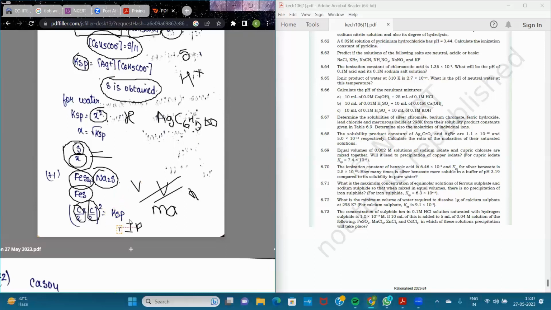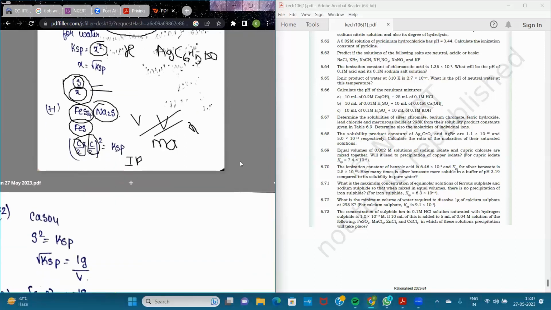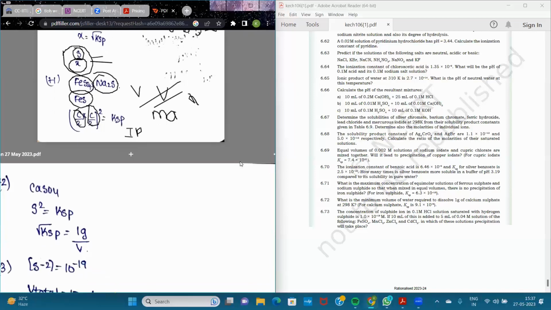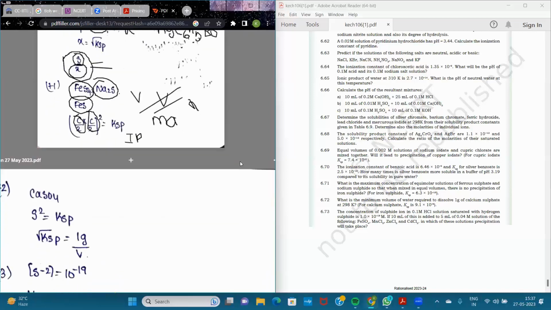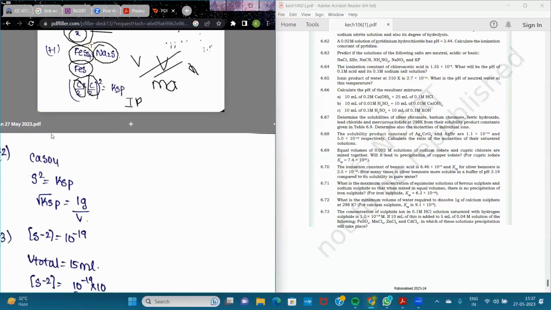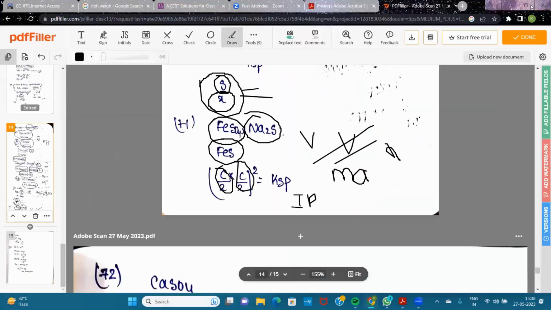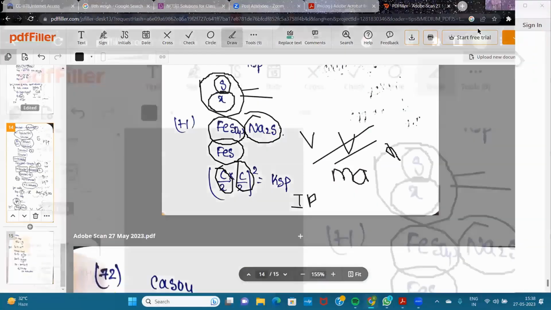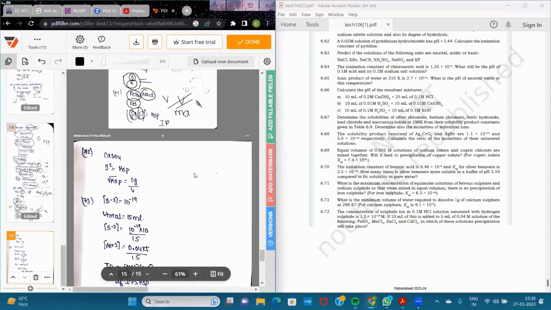By equating it to KSP, we'll find the equimolar concentration of these two solutions such that there is no precipitation of iron sulfide. We can find it directly here. We'll proceed to the next question, that is the 72nd question.